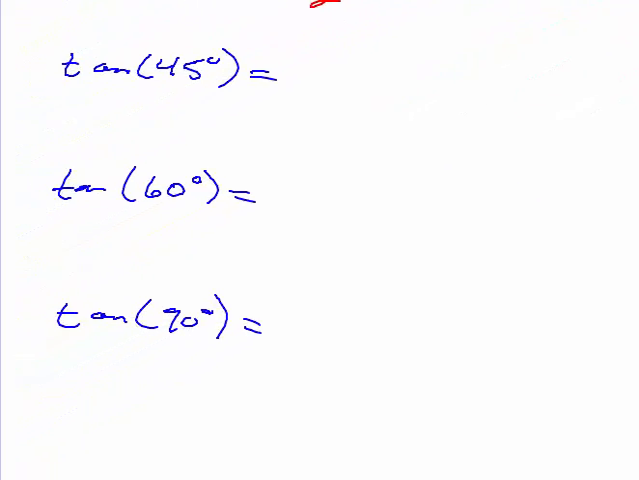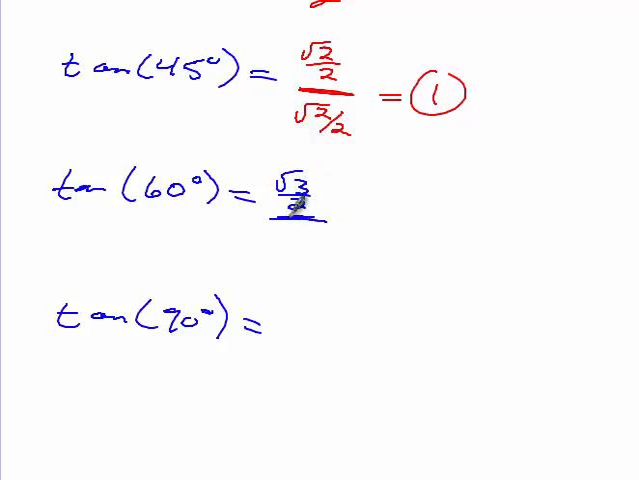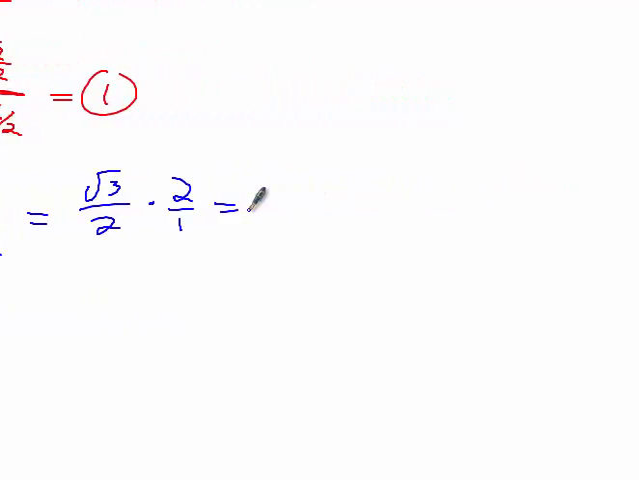Tangent of 45 degrees: sine over cosine. What's anything divided by itself? 1. So the tangent of 45 degrees is 1. 60. What's the sine of 60? And what's the cosine? So this is the reciprocal of 30, so we get square root of 3 over 2 times 2 over 1. Can anything cancel? The 2's, and what do I get left with?